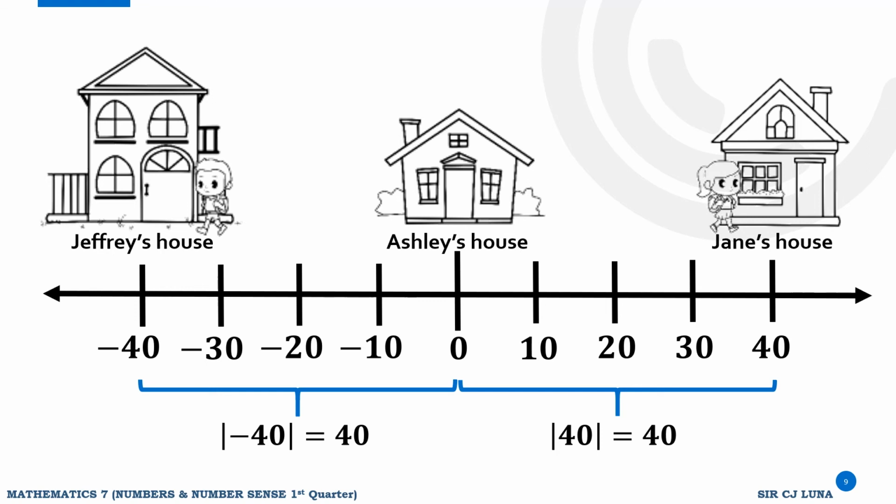So, ano yung sagot sa ating tanong? Sino daw ang naglakad ng mas malayo? Wala. Tama. Kasi, pareho lang sila ng nilakbay. And that is 40 meters. Good job.